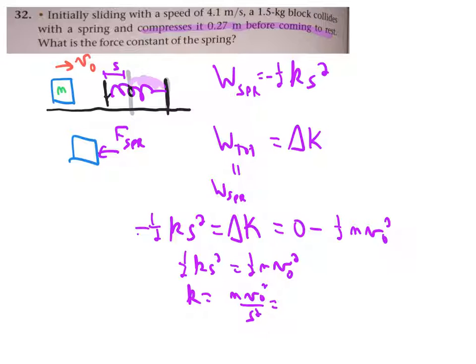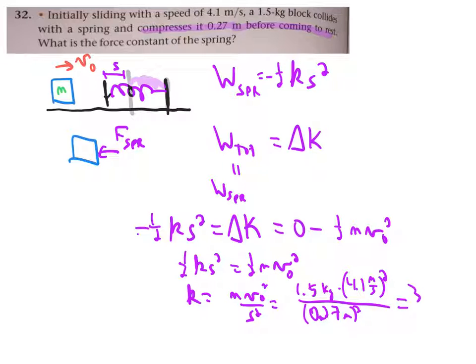or, to do this right, 1.5 kilograms times 4.1 meters per second quantity squared over 0.27 meters quantity squared. Quick reality check here. We'll have meters canceling out. We'll have kilograms per second squared, or we can cancel 1 meter, and we'd have kilogram meters per second squared per meter, which is a Newton per meter, or units of force constant. So I'm happy with that, and then we just figure out the numbers.